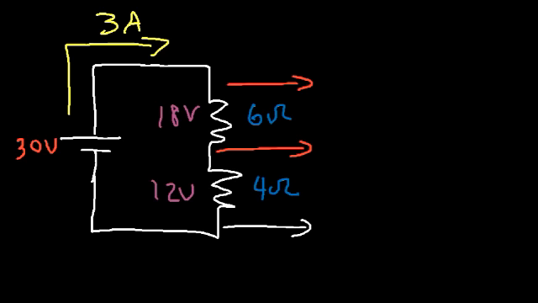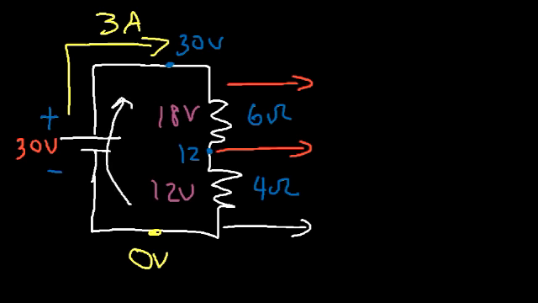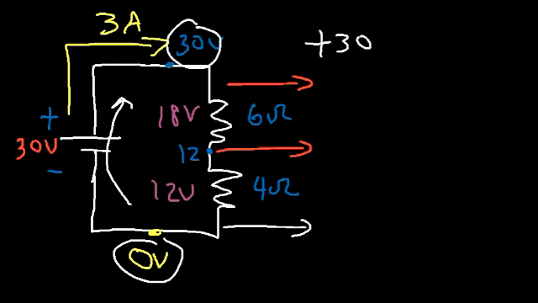Let's say this point has a potential of 0 volts. That means the voltage potential at this point is 30. The positive side of the battery is 30 volts higher than the negative side, and this would be 12. So if you go around the circuit, the voltages should add up to 0. Let's travel clockwise. If we go this way, the voltage increased from 0 to 30. So that's positive 30. And it makes sense because the battery supplies energy to the circuit.